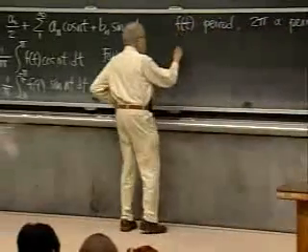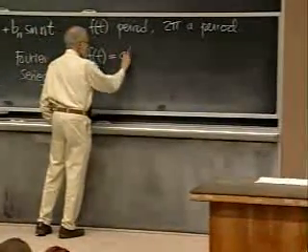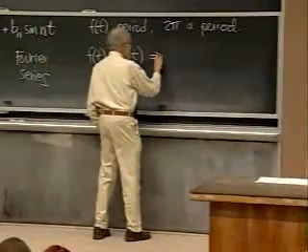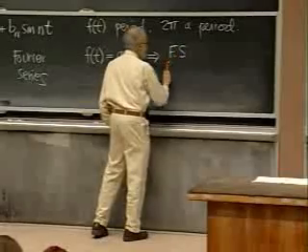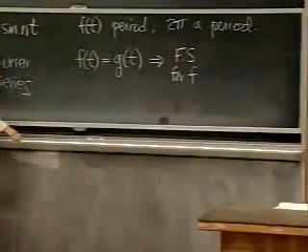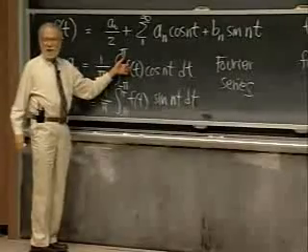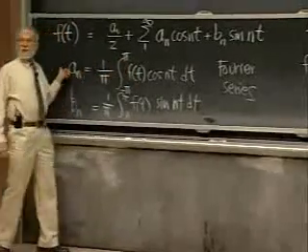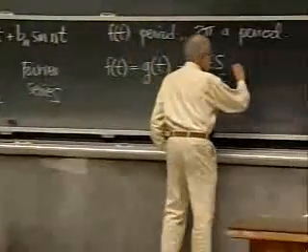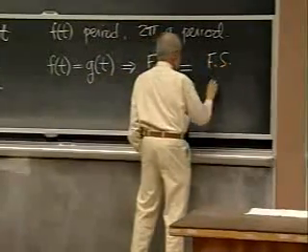Or to put it yet another way, if two functions are equal, f of t equals g of t, you'll see why I write it in this rather peculiar form, then the Fourier series for f is the same as the Fourier series for g. And the reason is that if f is equal to g, then this integral with an f there is the same as the integral with g there, and therefore the a_n's come out to be the same. And the same way the b_n's come out to be the same. So the Fourier series are the same coefficient by coefficient for f and g.